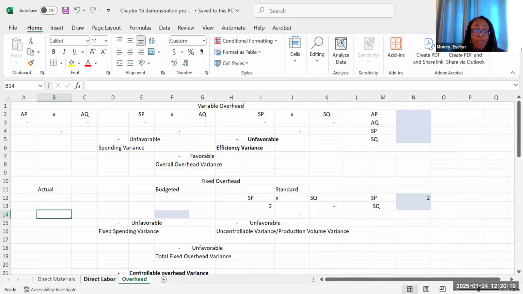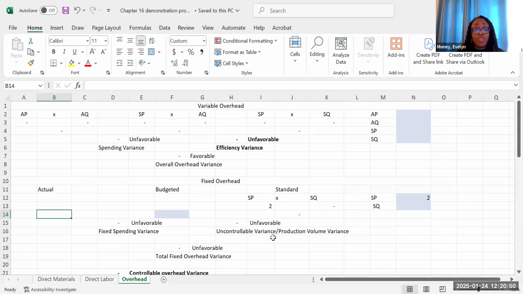We still have favorable and unfavorable variances. And instead of calling it price and quantity, we call it fixed and uncontrollable. The reason why we call this for fixed overhead uncontrollable is that it's all about the predetermined overhead rate. It's not about whether or not we were more efficient. It's just a matter of we produced more units than we budgeted or fewer units than we actually budgeted.